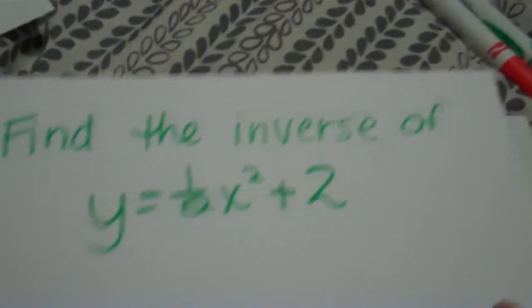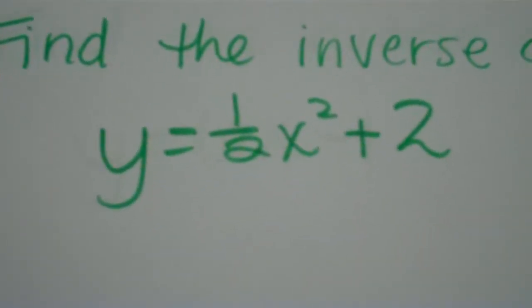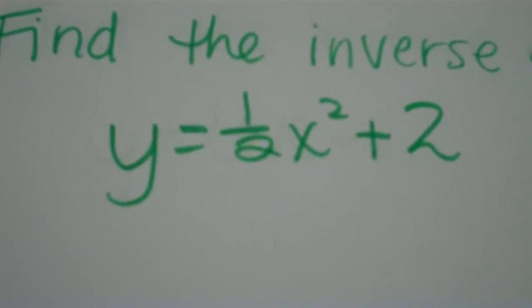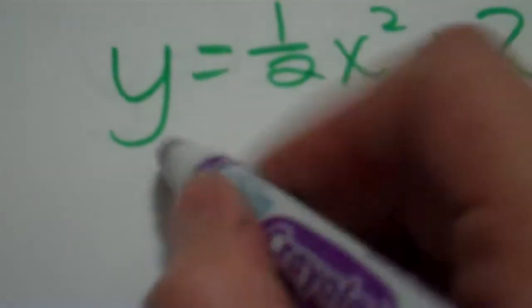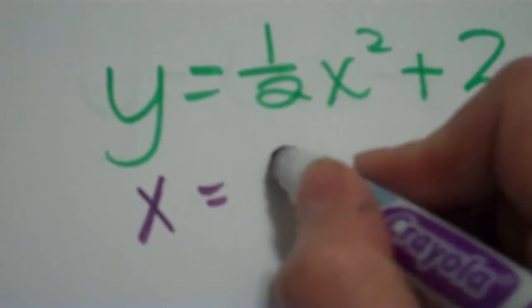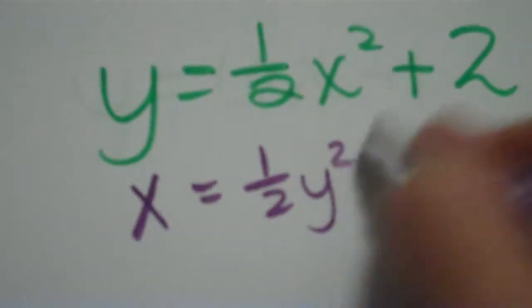So it says find the inverse of, and I put y equals 1/2 x squared plus 2. So we're going to find the inverse. The first thing you do is you switch the x and the y. So x equals 1/2 y squared plus 2.